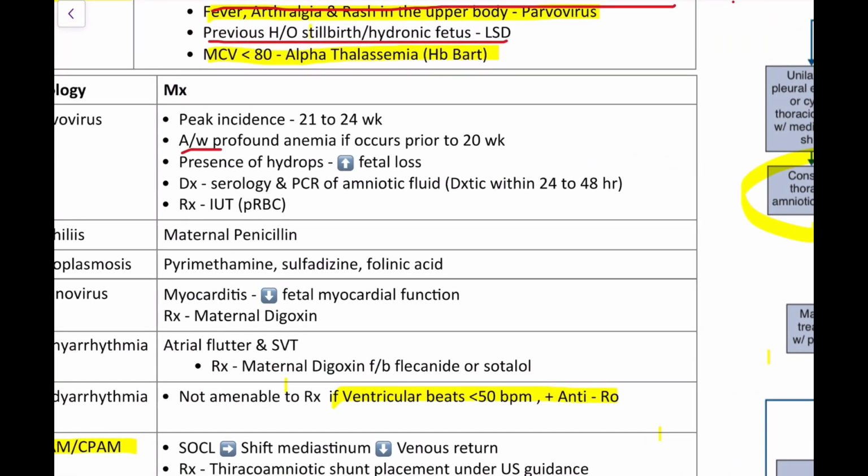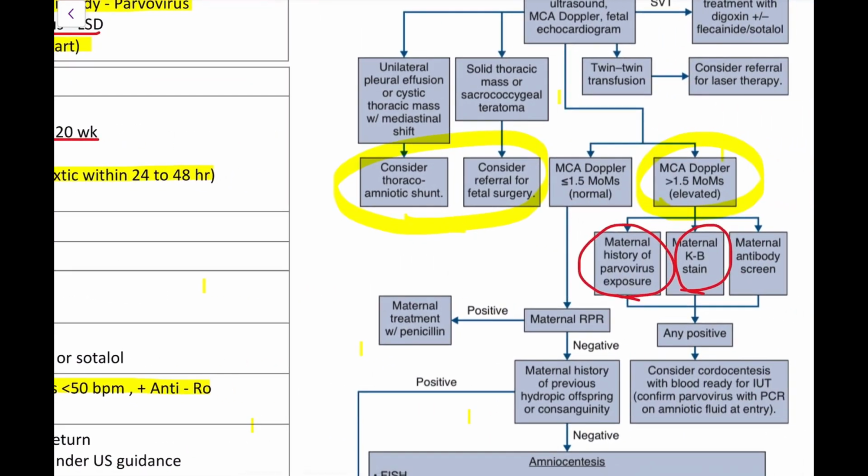If a parvovirus infection occurs prior to 20 weeks of gestation, then it is associated with profound fetal anemia. And the presence of hydrops is more likely to increase fetal loss. So we can diagnose parvovirus infection by doing a maternal antibody screen and confirm it through PCR of amniotic fluid, which is diagnostic in 24 to 48 hours. We can do that by chordocentesis and manage it by giving IUT, which means intrauterine transfusion of packed RBC.